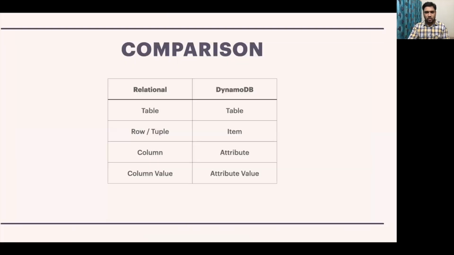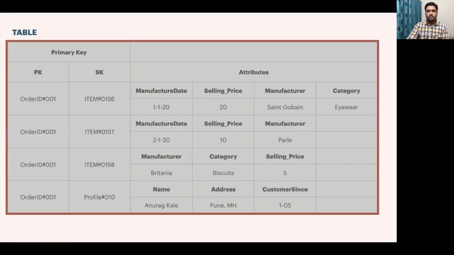Now we have looked at the architecture. Let's look at some of the terms and nomenclature of different things in DynamoDB. If you draw a comparison with relational databases, a table is called a table in DynamoDB, but a row or a tuple is called an item. The column is called an attribute, and the column value is called an attribute value. We will look at why it is so in the next few diagrams.